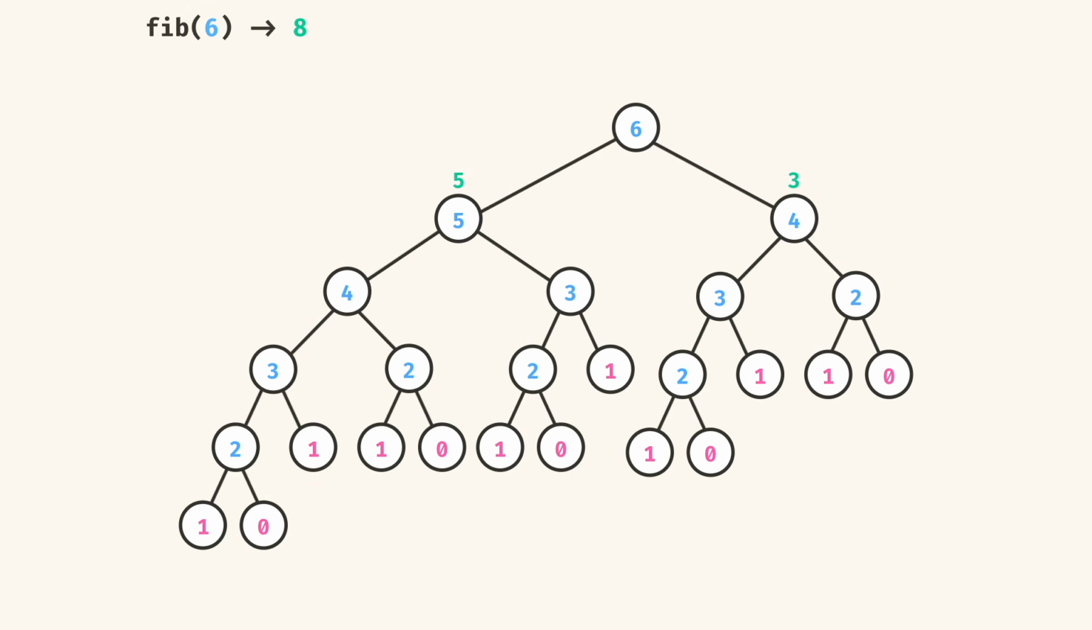Now at the tippy top, we see that this node of 6 at the root is going to take the sum of 5 and 3. And of course, that gives me 8, which is exactly the punchline, right? The sixth Fibonacci number is indeed 8.